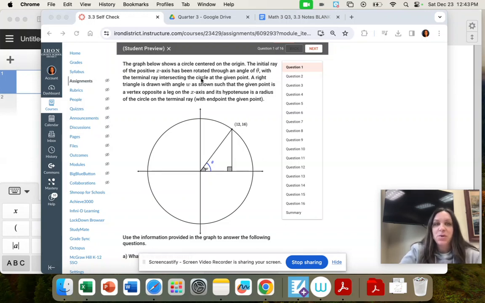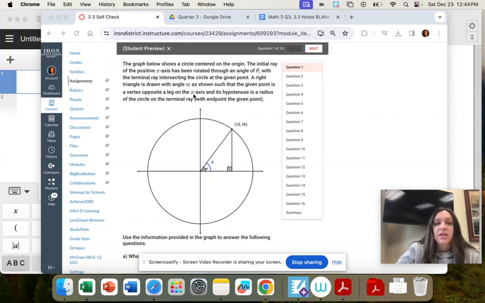All right, question one. We'll read through this. It's a lot of reading on all of them. But what happens is we have a circle. The center is at the origin, that's (0, 0). And then we have a ray that goes out and creates an angle theta. And then we're going to drop that line down and make a right triangle with angle W. So for this particular example, W and theta are the same angle. We can see that from our picture. They're not always going to be like that.